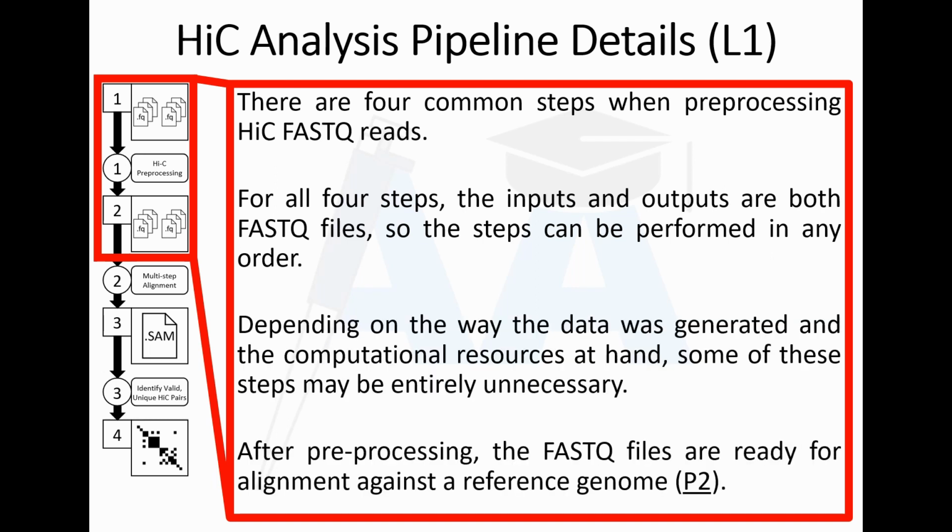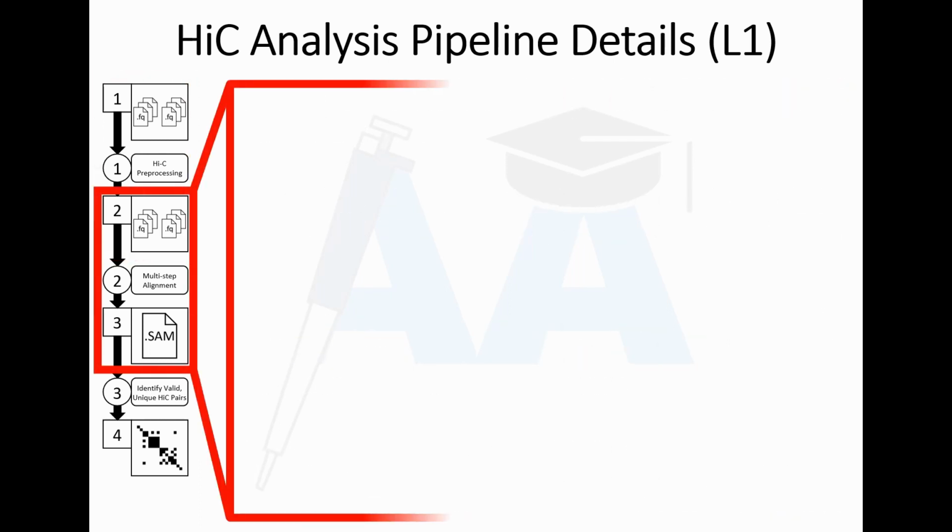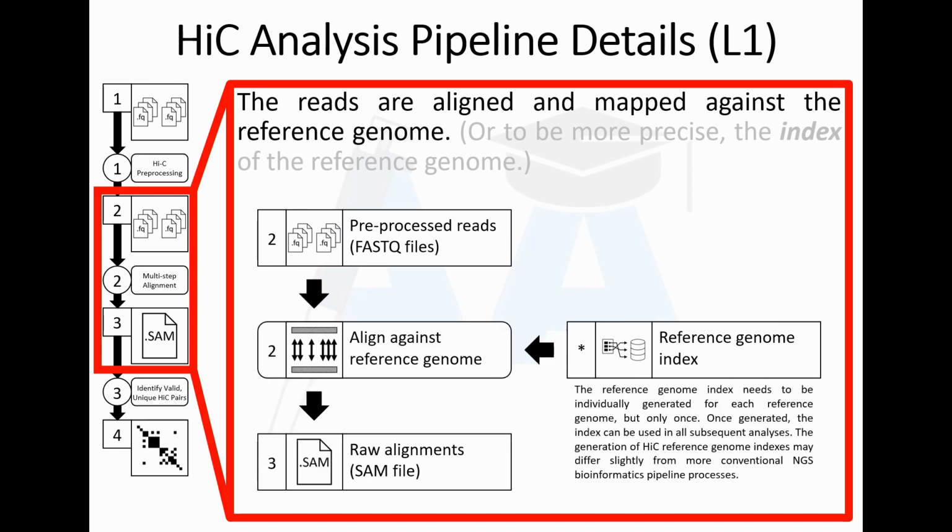Once the pre-processing is finished, the FASTQ files can be aligned against the reference genome for that organism. To be more precise, they are aligned against the index of the reference genome, which needs to be generated. However, once a reference genome index has been generated, it can be used to align any number of FASTQ data files and does not need to be generated again each time.